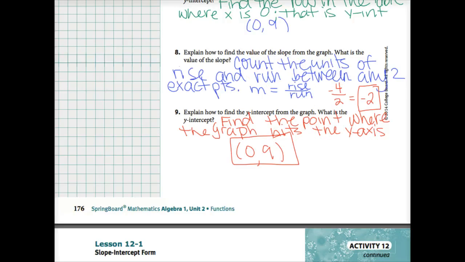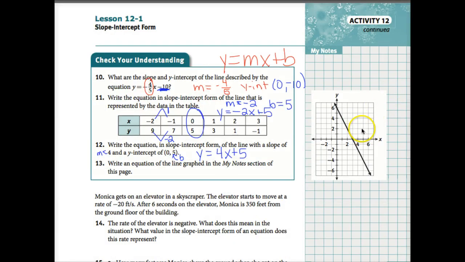So in order to find the slope, I need to count rise and run between two exact points. So I see an exact point here. I see another one here. So I'm going to count the rise and run from the triangle that I've just drawn. So my run, 2 units, my rise, 1, 2, 3, 4, and I went down, so it's negative. So that means my slope again is negative 2. That seems to be their favorite slope today.